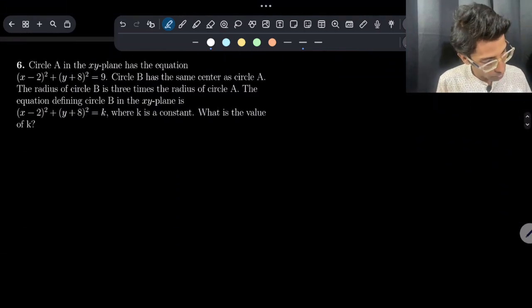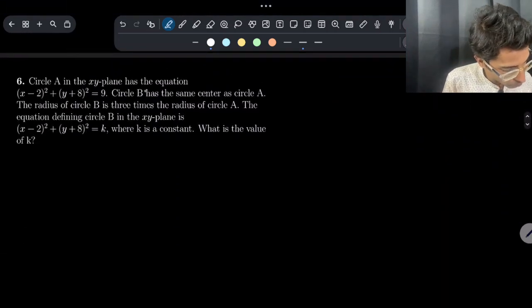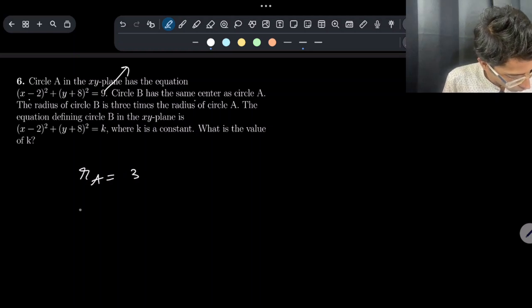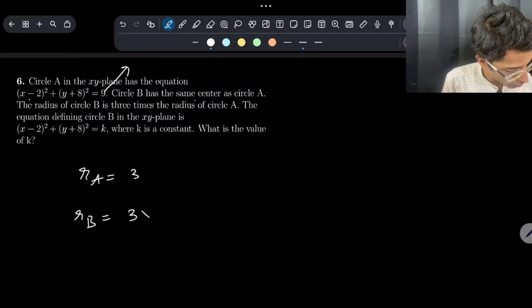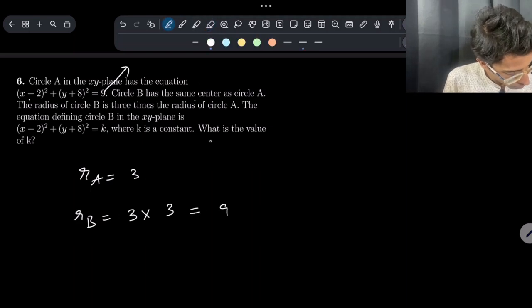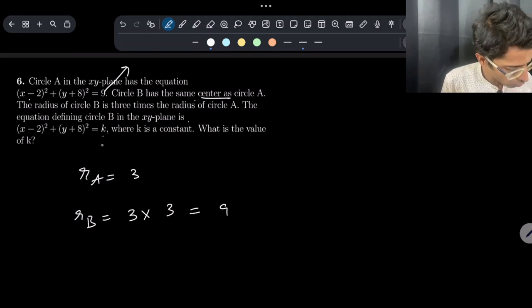Please don't forget that. Alright, circle A in the xy plane has the equation. This is the standard form. Great. Circle B has the same center. Very nice. As circle A. The radius of circle B is 3 times. So let's find out the radius of circle A. Radius of circle A is 3 square. Sorry. Radius of circle A is 3. And radius of circle B is 3 times this. So this is 9. Radius of circle B is 9. Center is the same. Great. The equation defining circle B in the xy plane is this. What is the value of k? This is k is obviously 9 square.